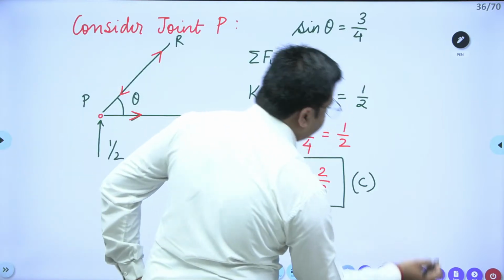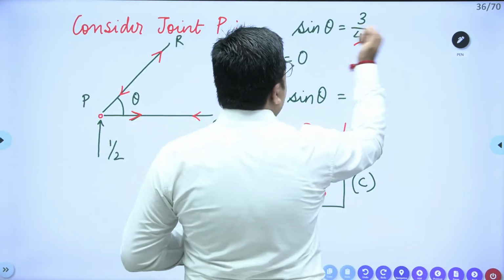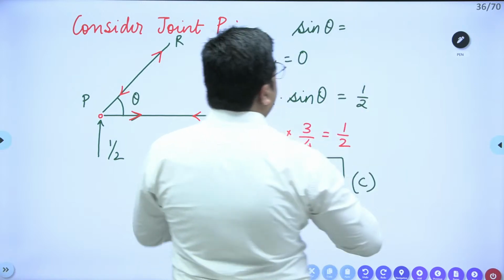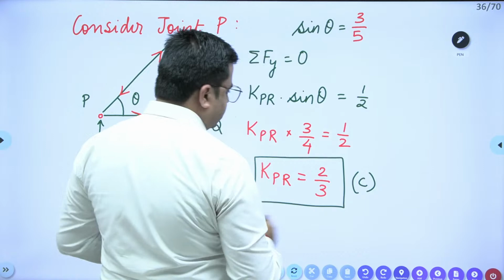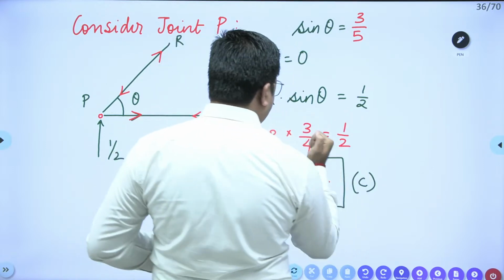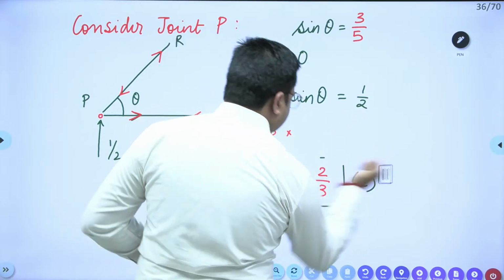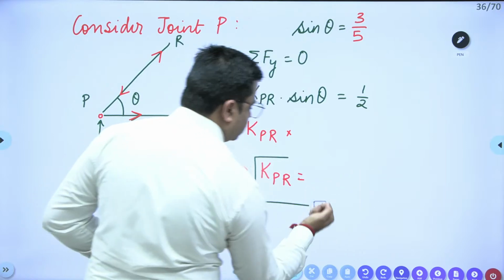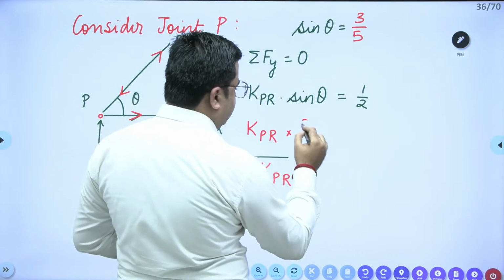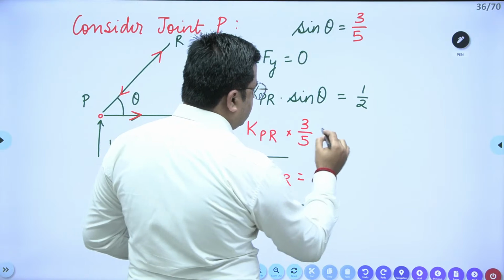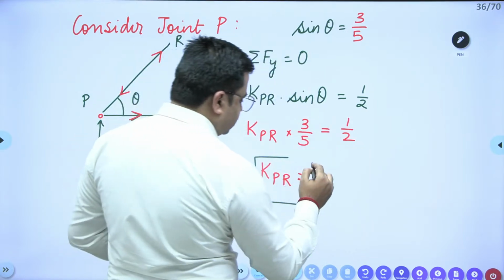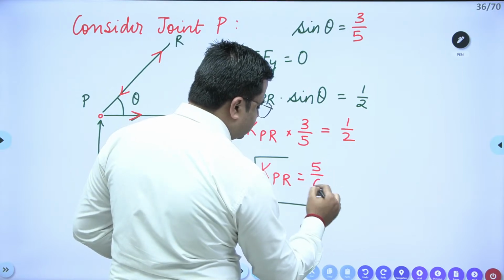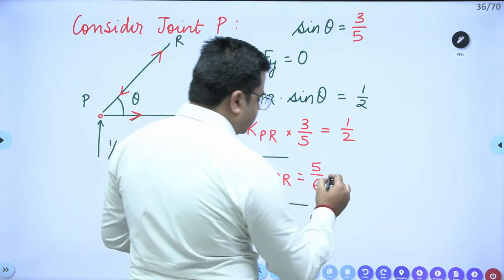Wait, I have made a mistake. This sin theta is 3 by 5, not 3 by 4. This is 3 by 5. So this is 1 by 2, so this is 5 by 6. And it is compressive in nature.